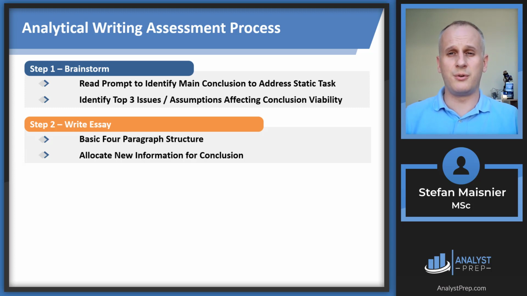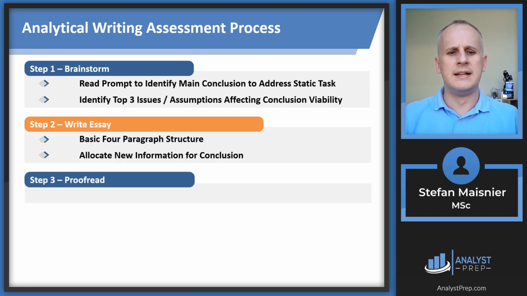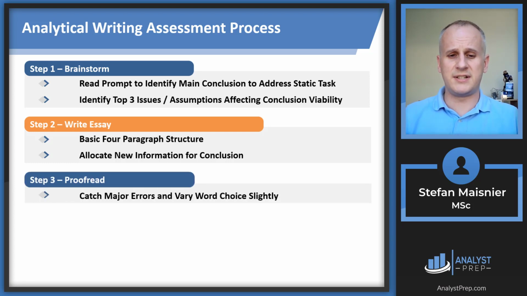Because when you do so, again, these are the sorts of things that are trying to push you up to a 5.5 or a 6, just having more robust organization and narrative cohesion throughout the essay. And then step 3 is to proofread. Do make sure that you give enough time to try to catch those major errors and vary word choice slightly, because the downside to not proofing is way bigger than the upside of saving that extra 2 to 3 minutes to write an extra 2 to 3 sentences.